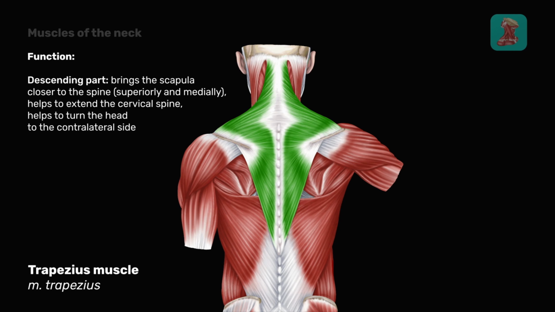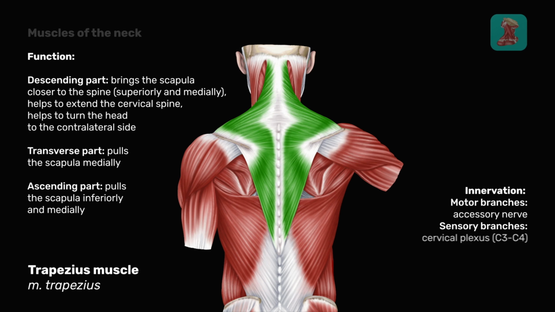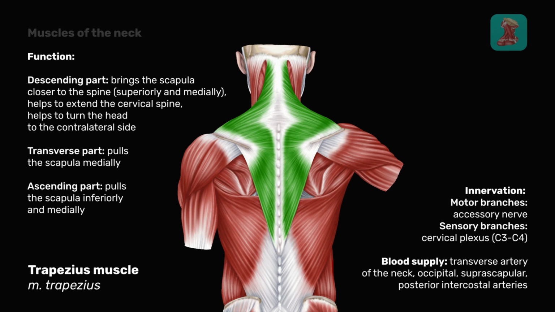Function: the descending part brings the scapula closer to the spine, superiorly and medially, helps to extend the cervical spine, and helps to turn the head to the contralateral side. The transverse part pulls the scapula medially, and the ascending part pulls the scapula inferiorly and medially. The following structures innervate the muscle and supply it with blood.